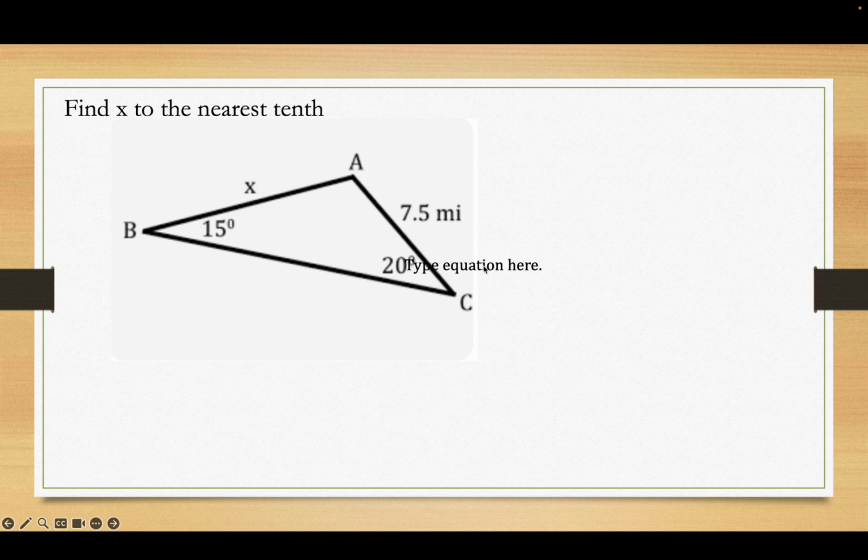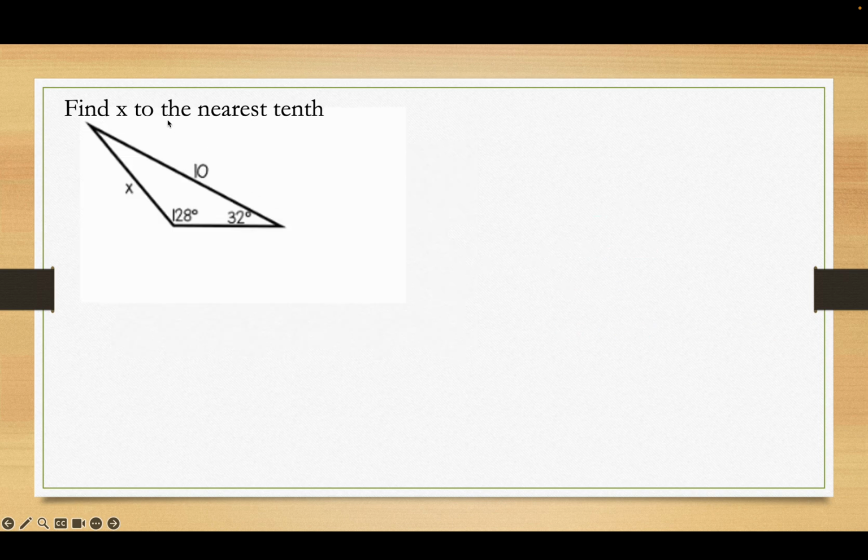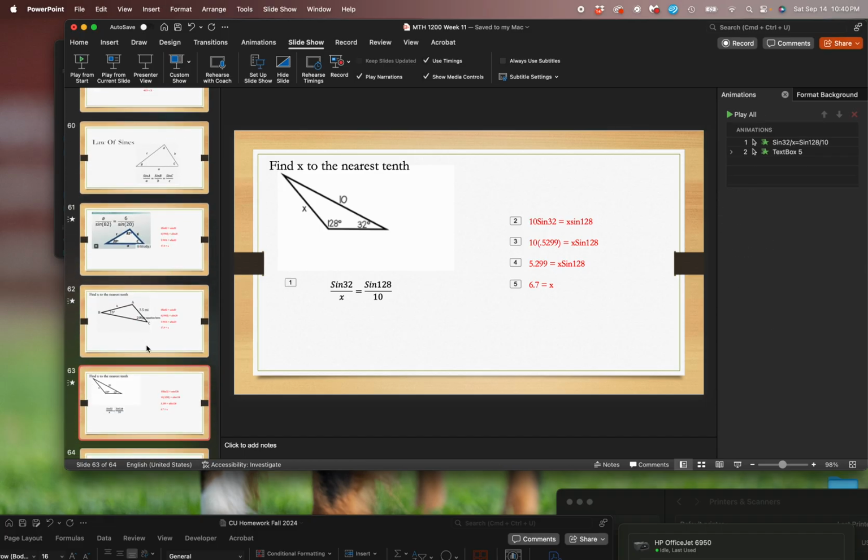Your turn. Ignore where it says type equation here. That's irrelevant. It shouldn't be there. Okay, so I assume you've done stop and start. So I notice right away that the 15 degrees is right across from the 7.5. So I'm going to get the sine of 15 is to 7.5 as the sine of 20 is to x. And I don't know why that says that, but we're going to go back and correct that right now.